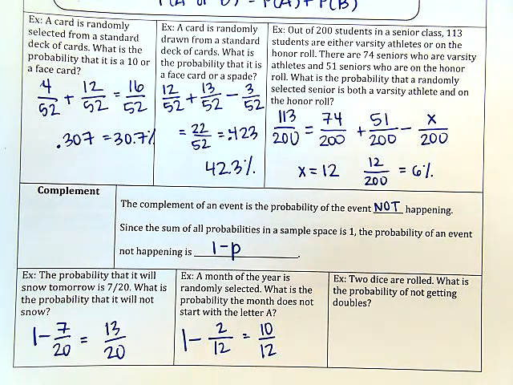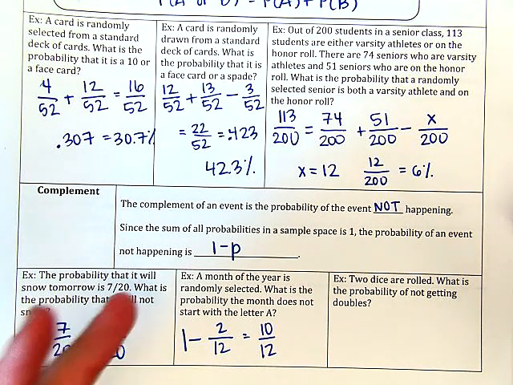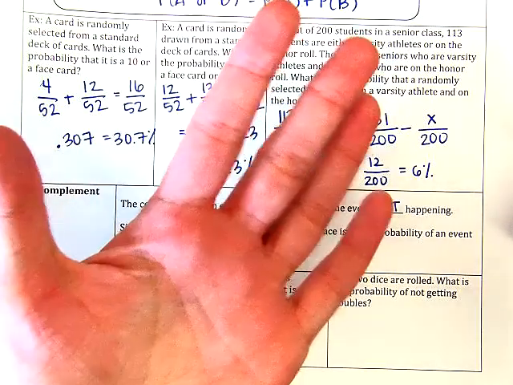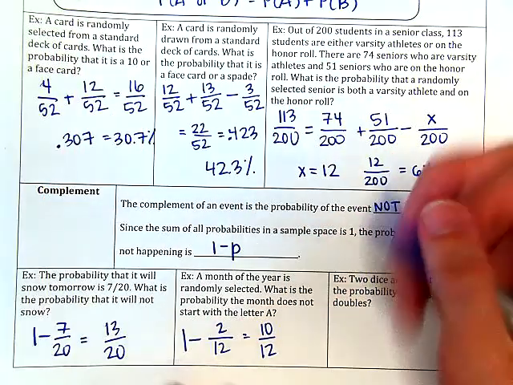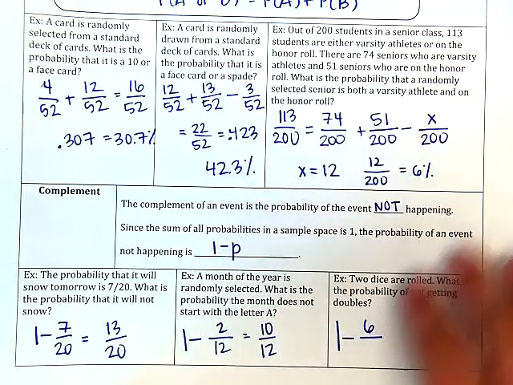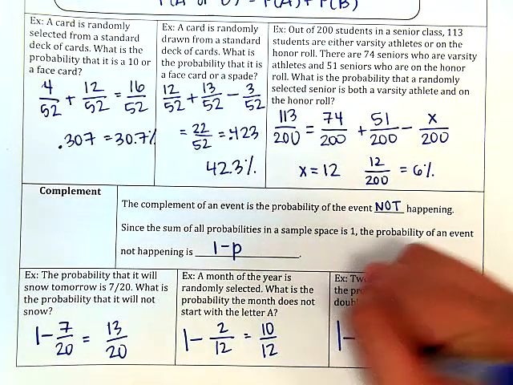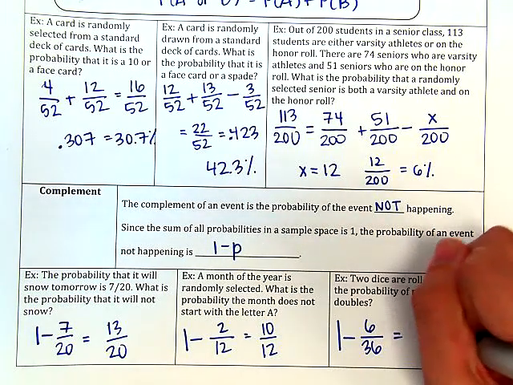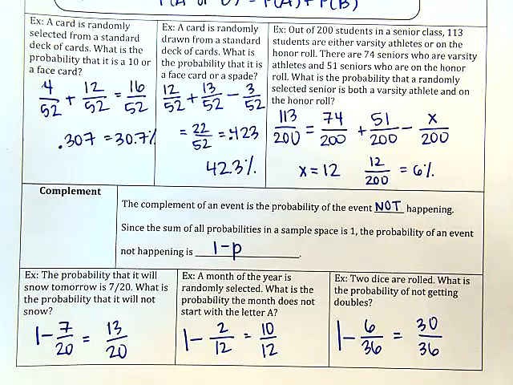2 dice are rolled. What's the probability of not getting doubles? Instead of counting out how many ways I cannot get doubles, I'm going to count out the doubles. I could have 1, 1, 2, 2, 3, 3, 4, 4, 5, 5, 6, 6. So there's 6 ways I can get doubles. And how many total ways can I roll 2 dice? 36. So it ends up being 30 over 36.